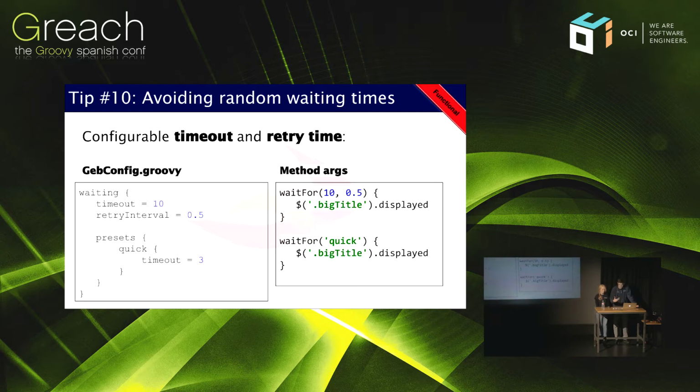So this timeout and retry time for the waitFor method are configurable through the GebConfig.groovy file or the arguments to the method. And we can even configure a set of different presets which are useful to test if a loading time requirement is fulfilled. For example, we can configure a quick preset and a slow preset and check if some content is loaded in the time we have configured.